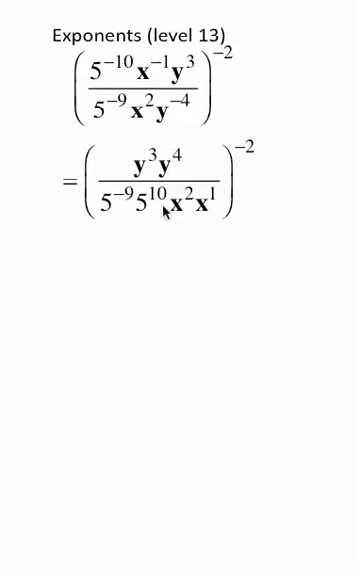Remember, when you move these powers either up or down, they switch signs. The exponents switch signs. So on the top, I have y to the 3 times y to the 4. Add the exponents, that's going to give me y to the 7. My 5 to the negative 9 times 5 to the 10 is going to be 5 to the 1. And then my x to the 2 times x to the 1 is going to be x to the 3. So I've totally simplified everything inside the brackets, and that's all raised to the negative 2.